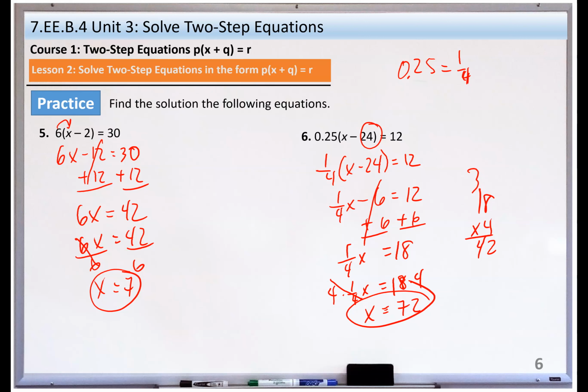Okay, I'm having a hard time seeing my clock here, but I'm assuming we're close to 5 minutes, so we'll stop right here and we'll come back and wrap it up.